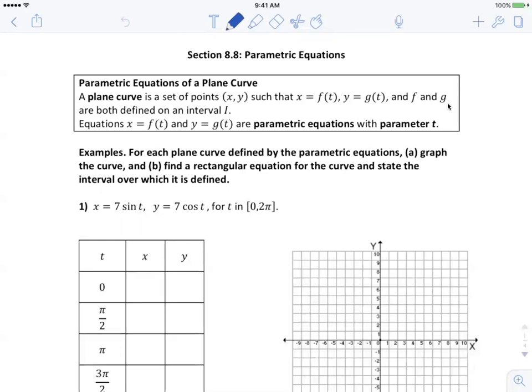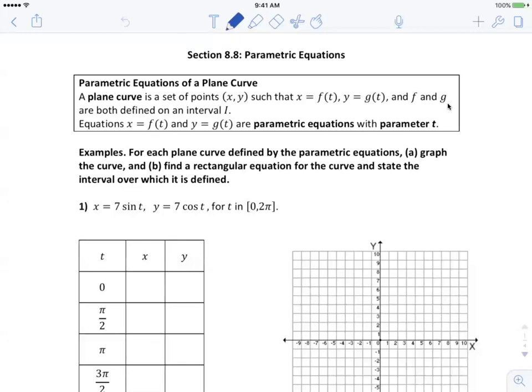Basically, a parametric set of equations is where x and y are functions themselves of a third variable, and we'll call it t. It's pretty standard to use t for a parameter. So let's just jump right into an example.